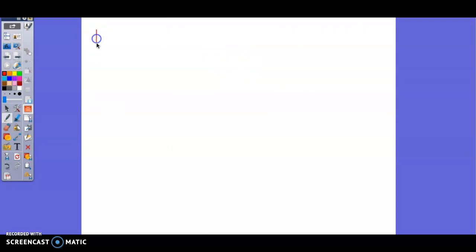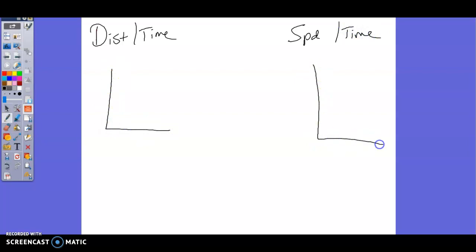So we have our, whoa, that going red. I'm just going to abbreviate distance time and speed time. Except this time, it looks like this. Very, very common thing for us to see inside of graphs.